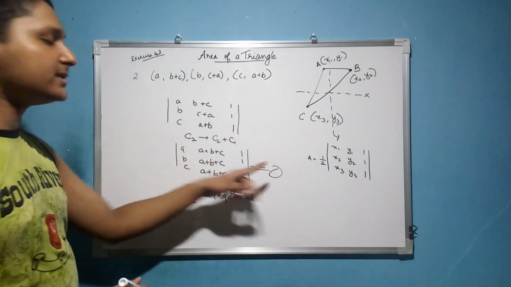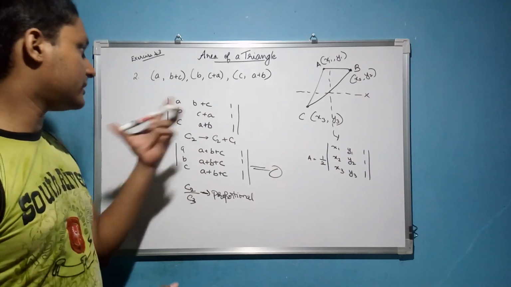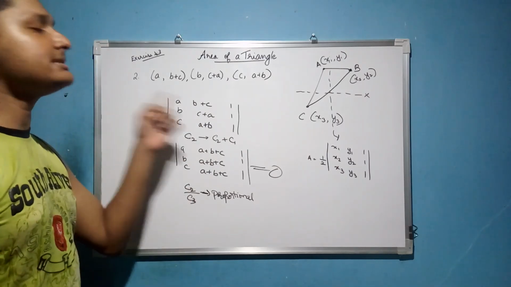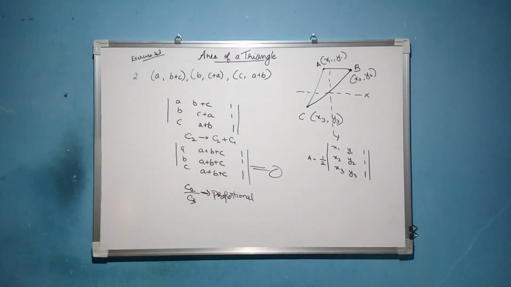That means since the determinant is equal to 0, the area of the triangle formed by these 3 points is 0. That means that these 3 points are collinear. That's all about the second question. Moving on to the third one.